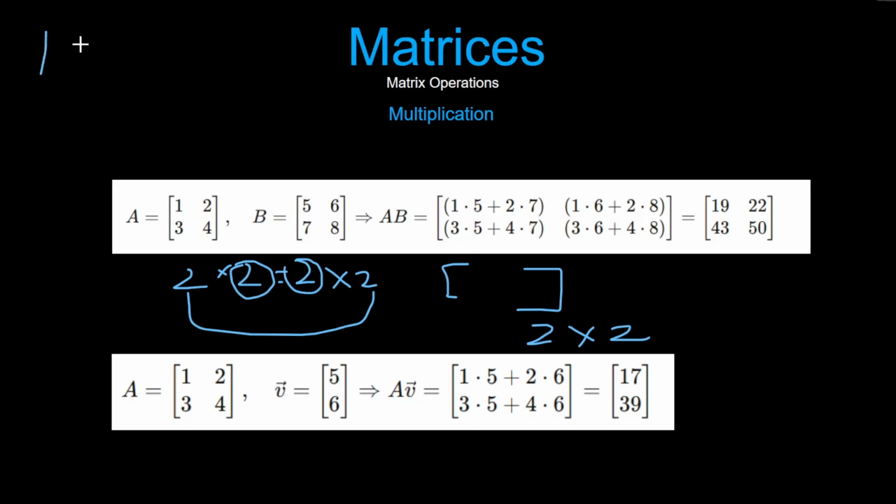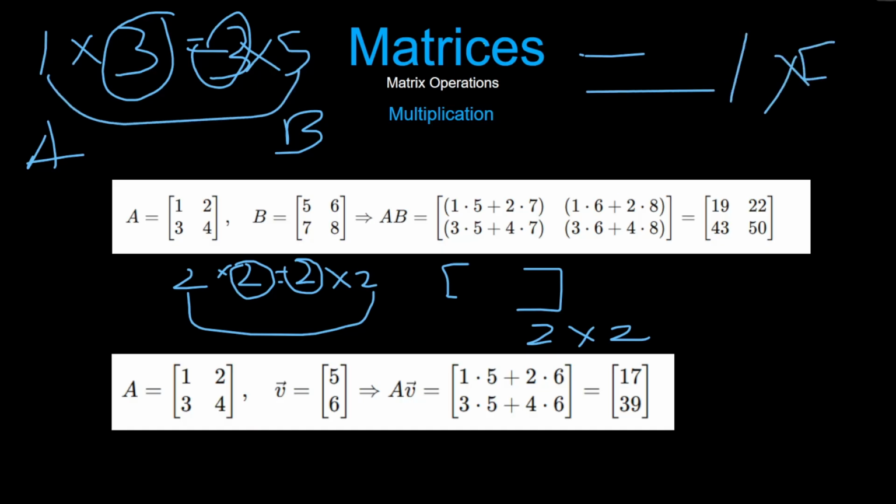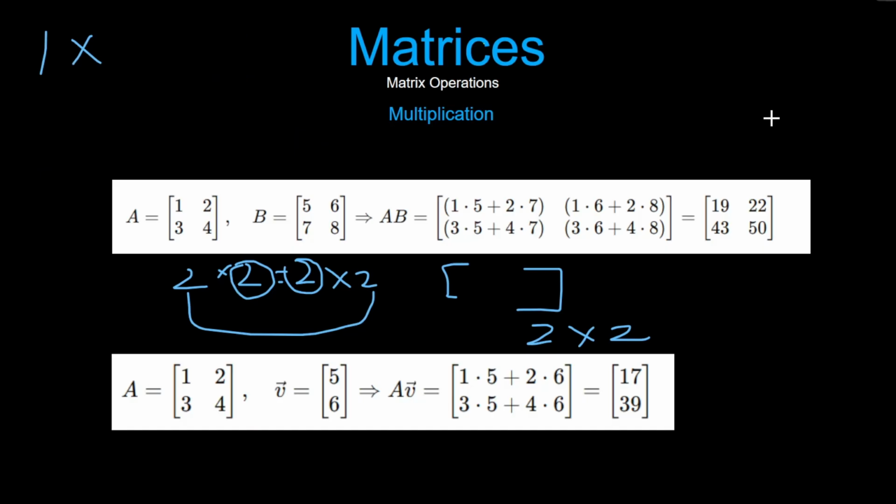We have something like a 1 by 3 and a 3 by 5 matrix. So here the multiplication is possible because matrix A has 3 columns and matrix B has 3 rows. These are matching. So what will be the shape of the resultant vector? It will be the rest 2, which is 1 times 5. So it will have 1 row and 5 columns. So that's how this works.